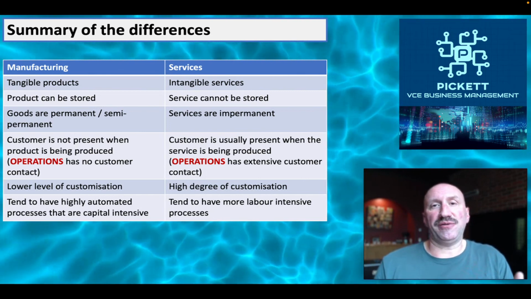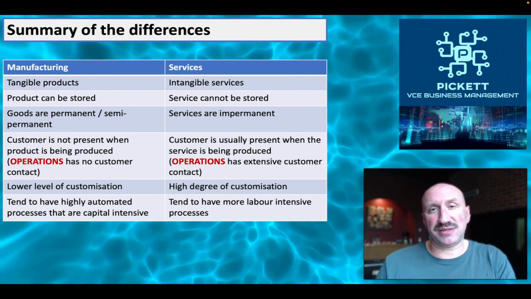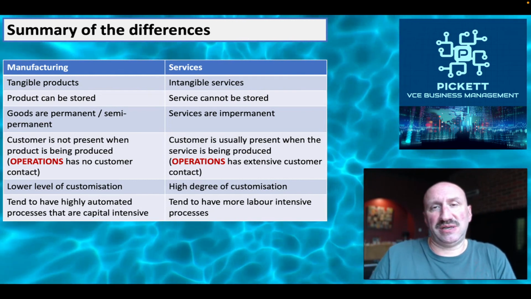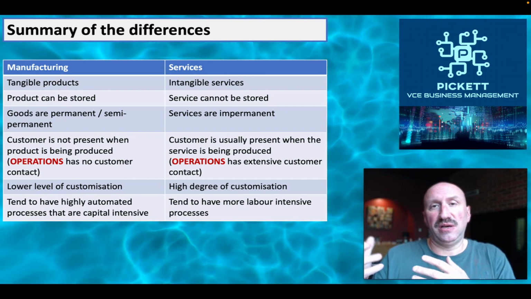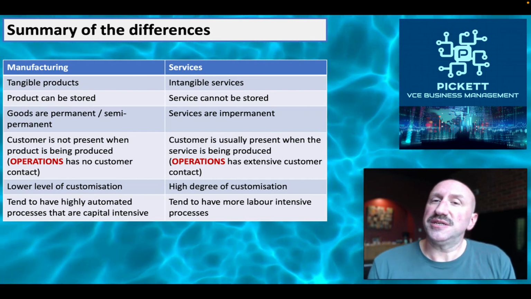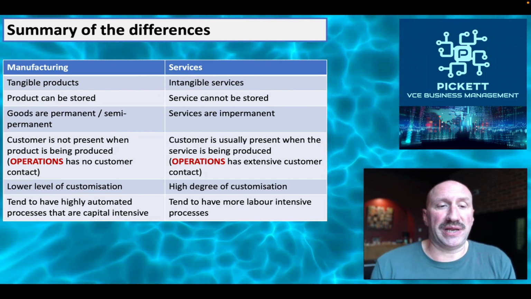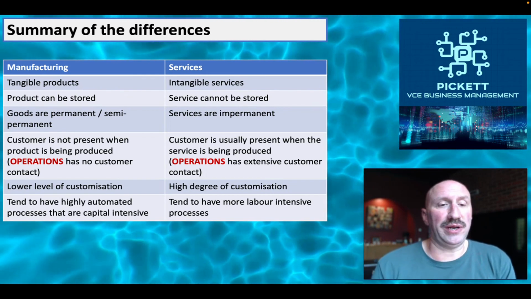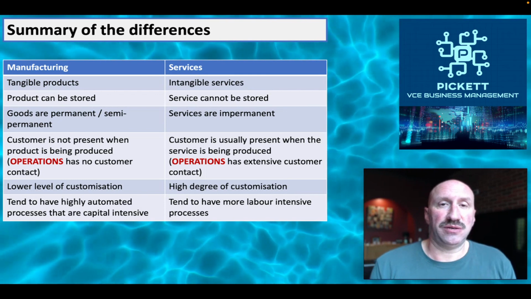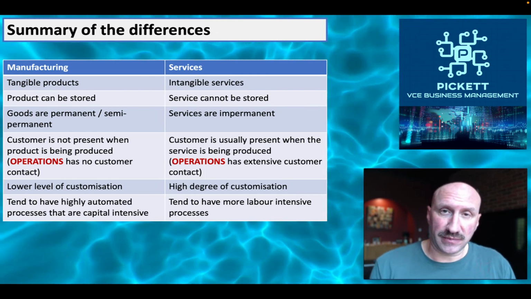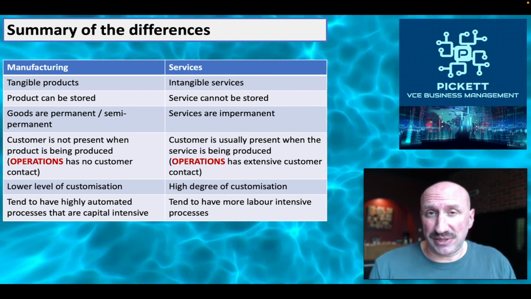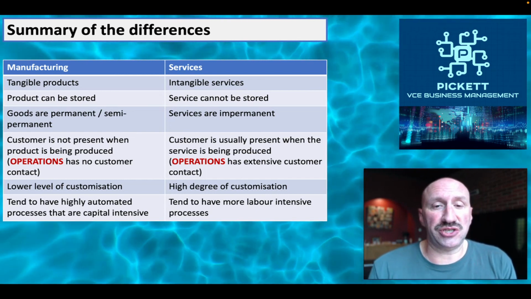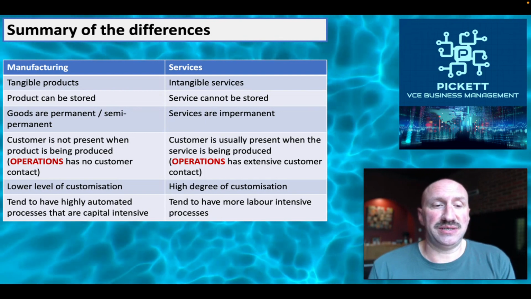In other words, the part of the business that actually produces the products doesn't have customer contact. But sales and marketing, for example, customer services will have extensive customer contact. So you have to be careful that you word that properly, in that the operations function or the operations division, whatever you want to call it, has no customer contact with manufacturing businesses, but there is extensive customer contact with operations in a service business.